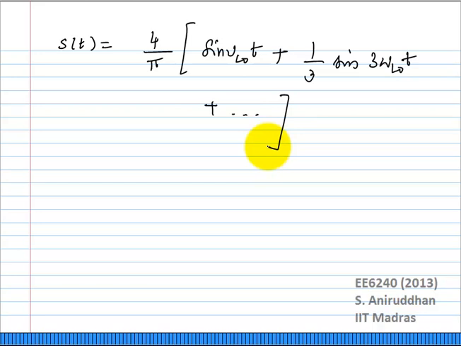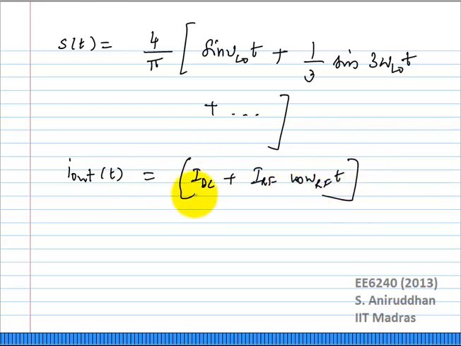And what are you going to do with this? You are going to take this and multiply it with i_n. But fundamentally you have to realize that this S(t) has not only the LO fundamental, because you have decided to multiply it with a square wave, you are multiplying it with higher harmonics of LO also. i_out(t) is I_DC plus i_RF times S(t). This is what we discussed before.